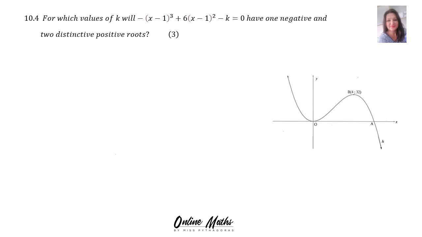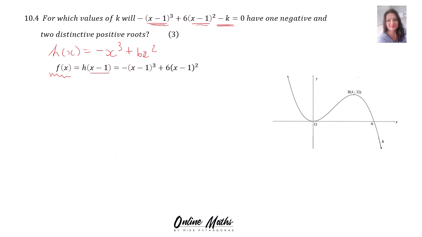On 10.4, for which values of k will h of x minus k equals 0 have one negative and two distinct positive roots? So k is a y-intercept. Can you remember your original equation used to be h of x is minus x to the 3 plus 6x squared. And now, suddenly, in x's place, there's x minus 1. So I'm finding a new equation, f of x, and in x's place, I'm substituting x minus 1. And then, since k is a y-intercept, I'm going to make the x 0. So in x's place, I substitute 0, and I find that the y-intercept is 7.